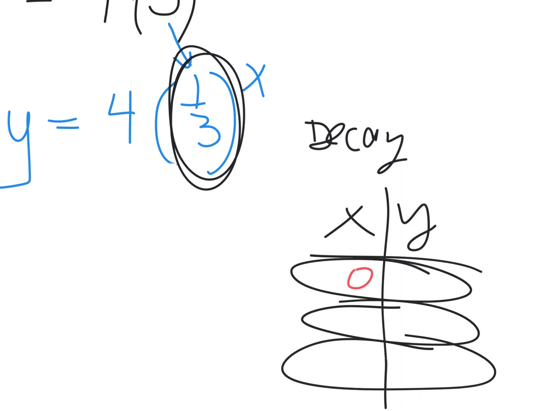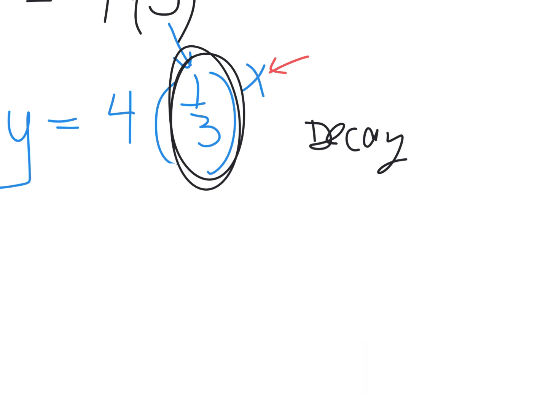Well, 0 is the best. Anything to the 0 power is 1. 1 times 4 is 4. Then I said a negative would be smart. Well, and I probably should put in -1.